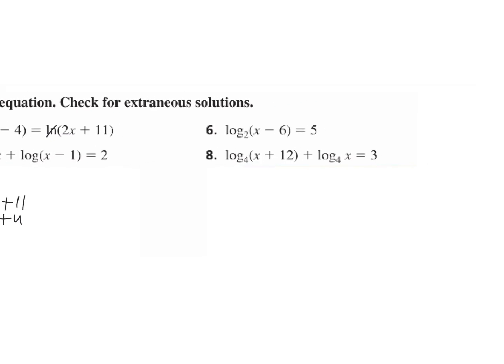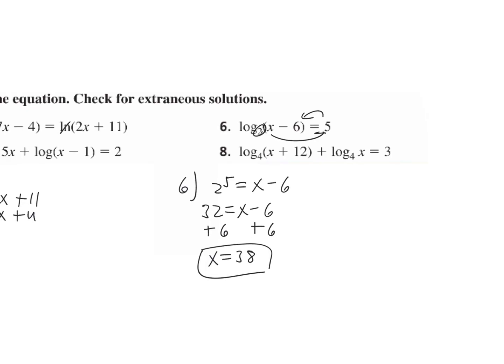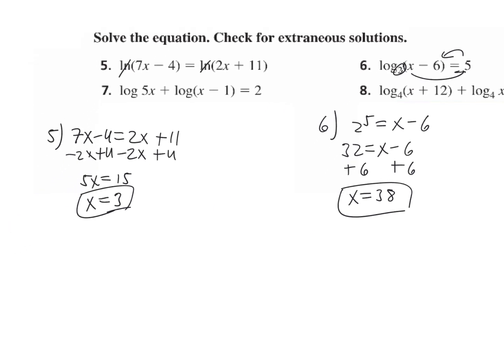We have a log equals a number, so all we have to do is get it in exponential form. All right, so I get 2 to the 5th power equals x minus 6, and 2 to the 5th power is going to get you 32 equals x minus 6, and then you get a simple equation, so you get x equals 38. And once again, if you plug this back in, you're going to get a positive inside of your log, so we know that it works.